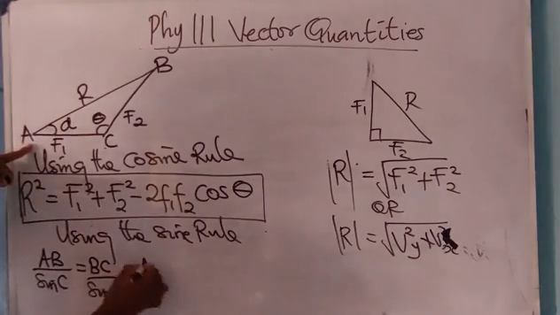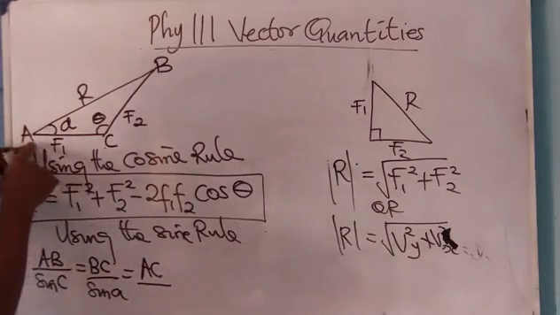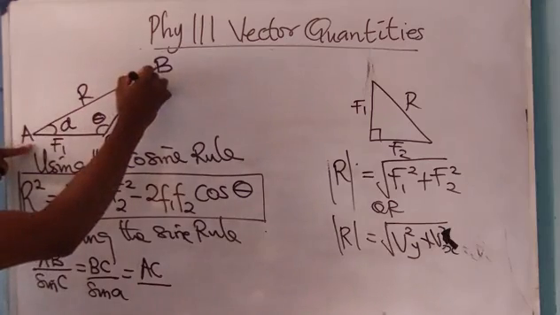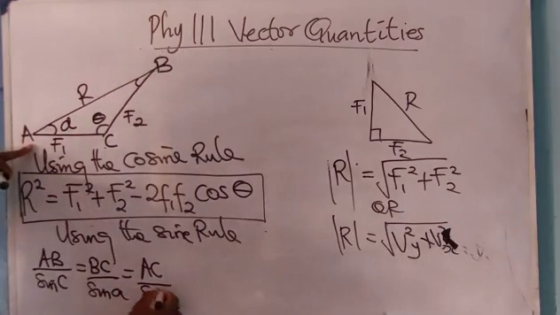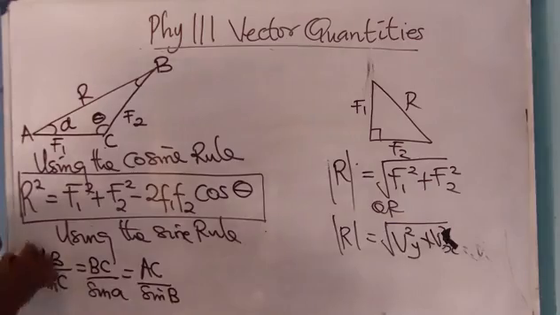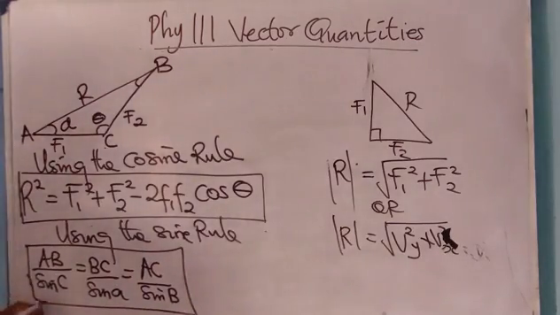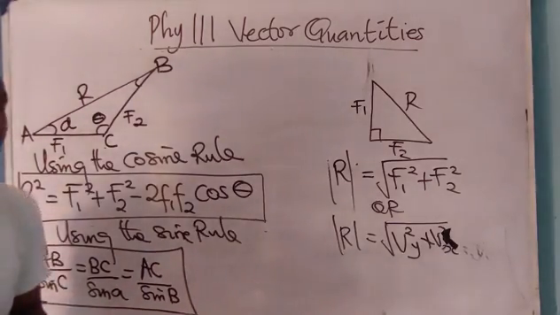AC. What is the angle facing AC? It is B. So I'll say sine B. Alright. So this is the sine rule. It is very easy. Just follow it step by step.